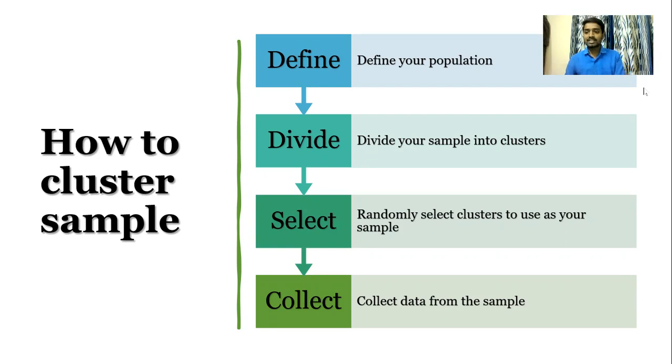What are the unique things when it comes to cluster sampling? I'll tell you about that. It's step 2 that is different from simple random sampling. Here we are going to divide the sample into clusters, whereas in the previous method we decided who our population or the sample was going to be based on the random method, but here we are going to divide it based on clusters.